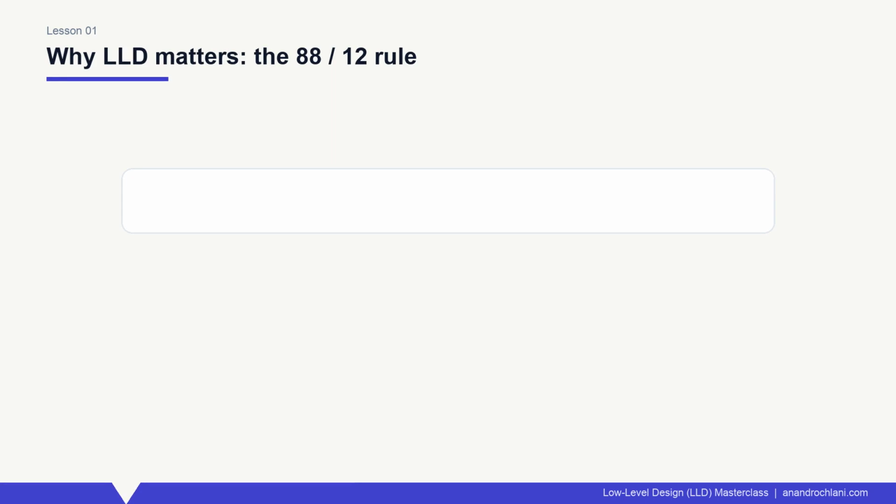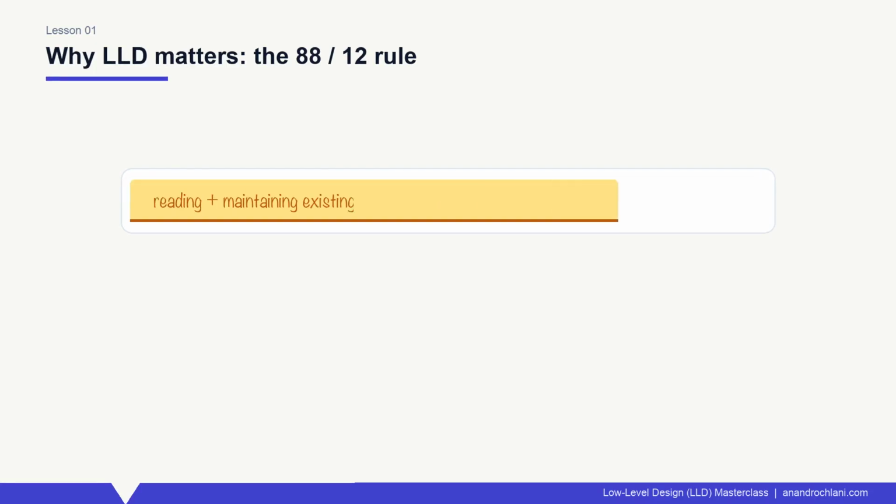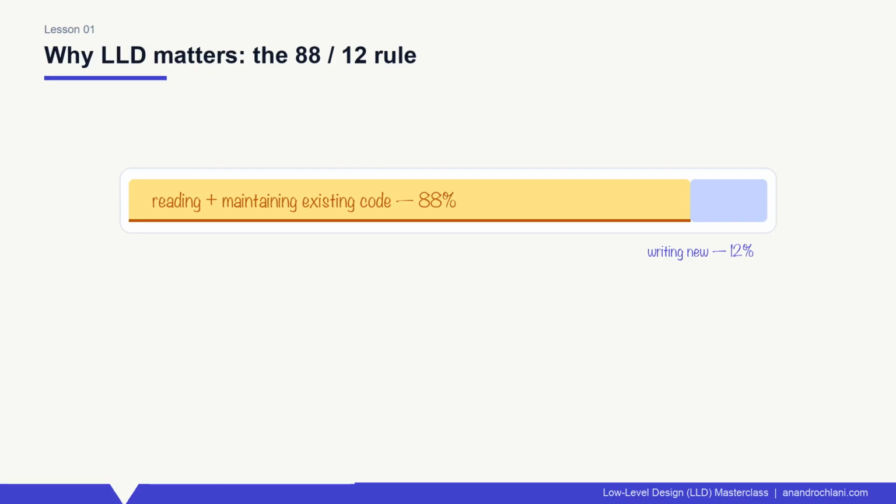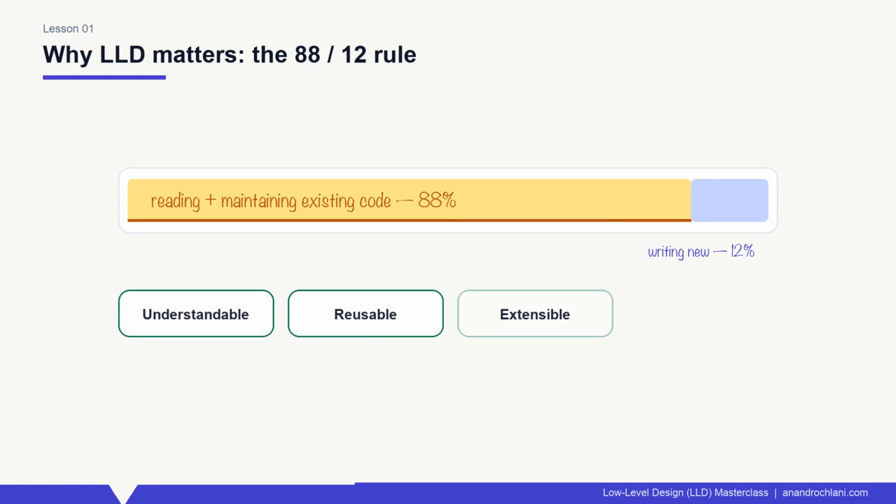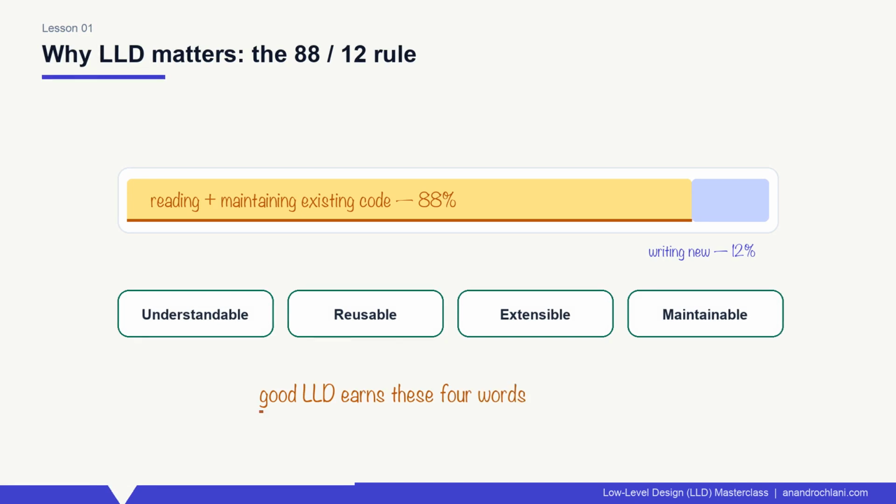One more reason this matters: studies of real teams show developers spend almost 88% of their time reading and maintaining existing code and barely 12% writing new code. So the real question is never, does it work today? The real question is, can the next person understand it, reuse it, extend it, and maintain it? Understandable, reusable, extensible, maintainable. Good LLD is how your code earns those four words.